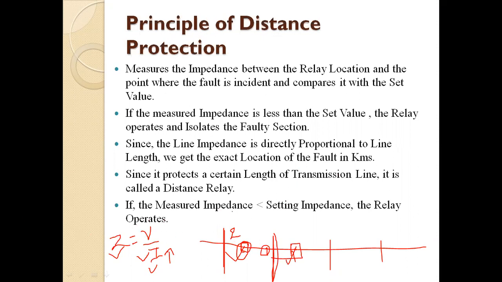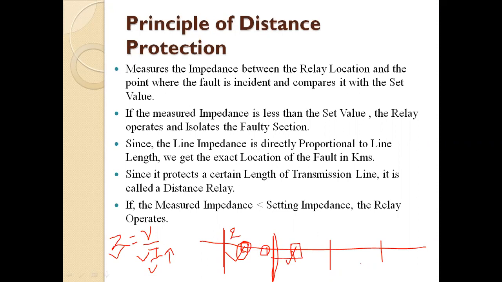So if the measured impedance is less than the setting impedance, then only your relay will operate. This is the principle of distance protection, meaning we are measuring the impedance here. For a transmission line we are measuring the impedance, and if this impedance under faulty condition is less than the set value, then it is said that a fault has occurred, and your relay will protect the system, or transmission line. So this is your distance protection, meaning we are measuring the impedance here.